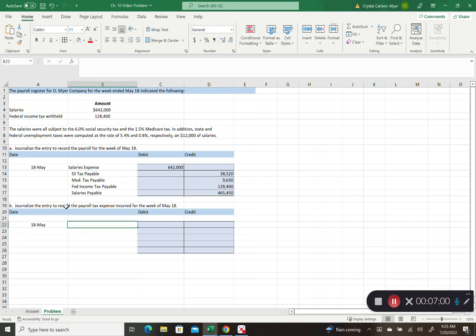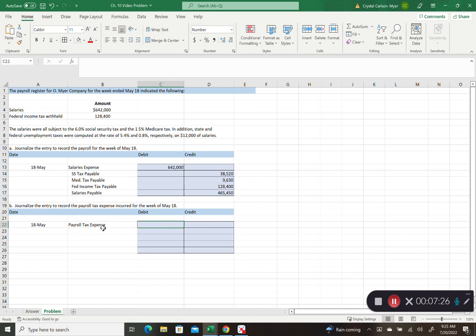All right, so now we want to journalize the entry to record the payroll tax expense that was incurred for the week of May 18th. So essentially what the employers are paying. All right, so our employers, we have payroll tax expense instead of salaries expense because this is a cost of doing business for having employees essentially. I'm not going to put anything in the amount here until we're done. So I'm just going to put the debit here.